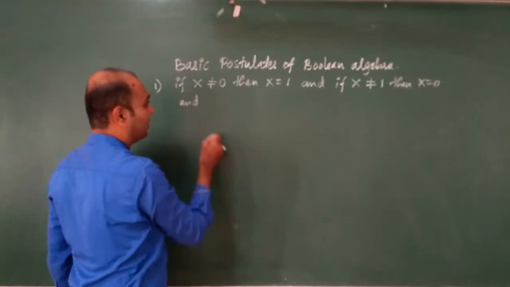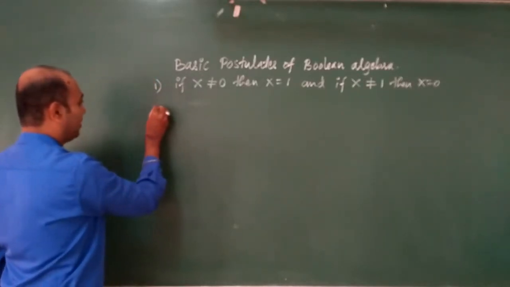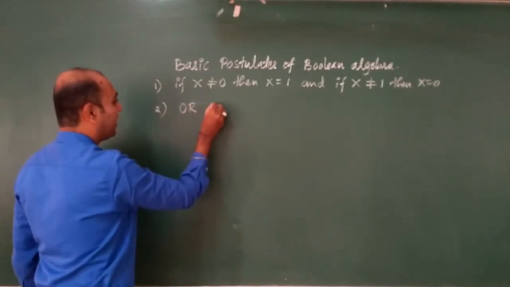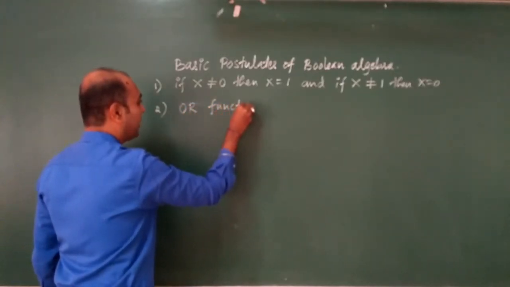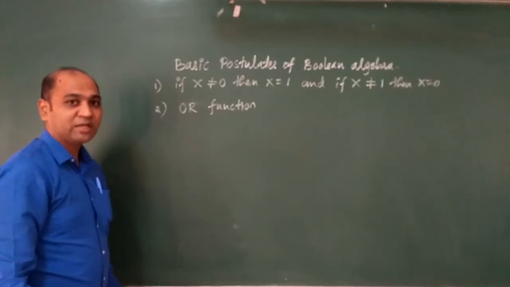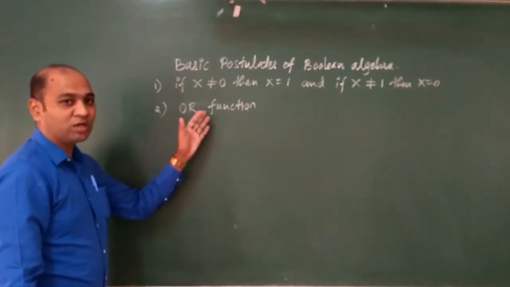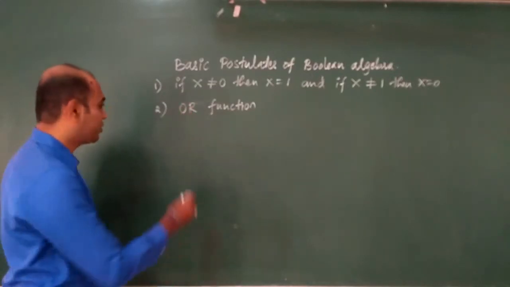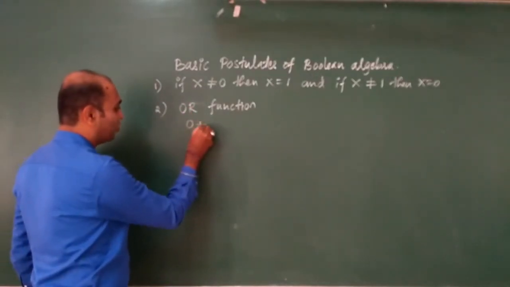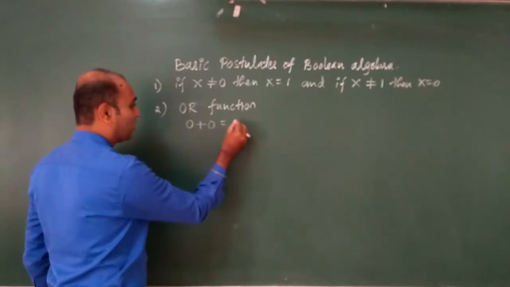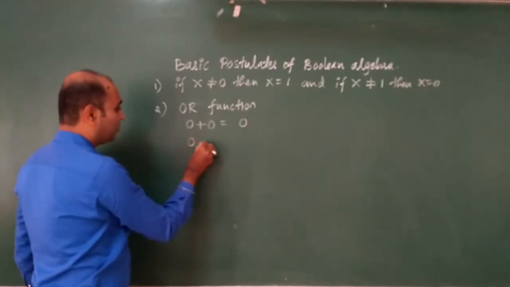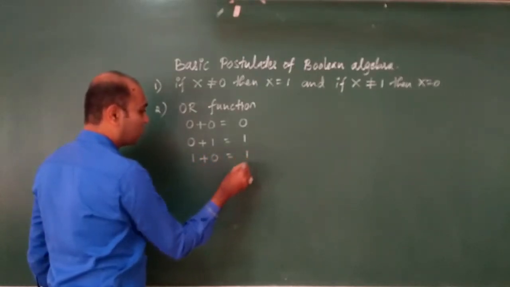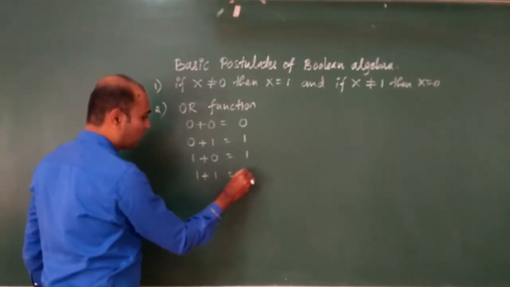And here we will write the second one, OR function. So that is OR gate function. So how do you write OR function? We know that it is a function or a relation that is used as a logical addition. We know that we can write 0 plus 0 is equal to 0. 0 plus 1 is equal to 1. 1 plus 0 is equal to 1. 1 plus 1 is equal to 1.